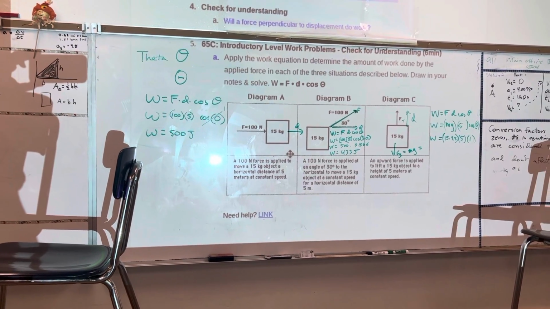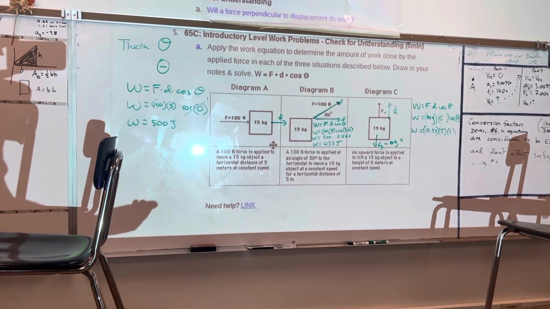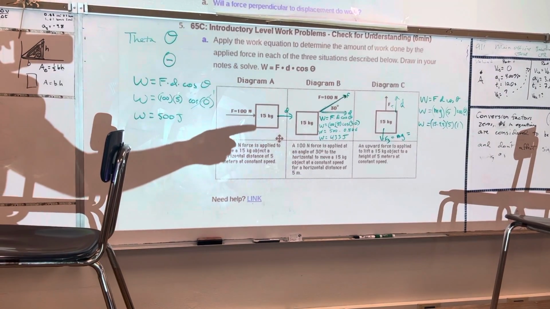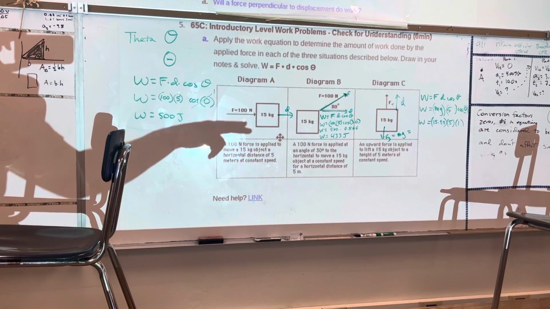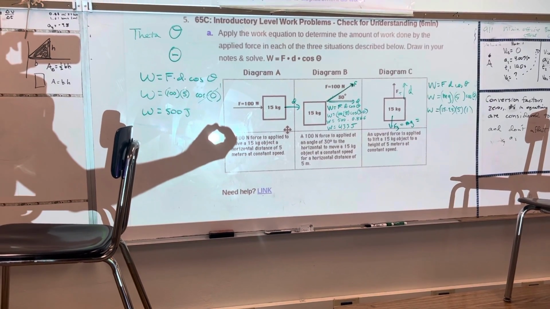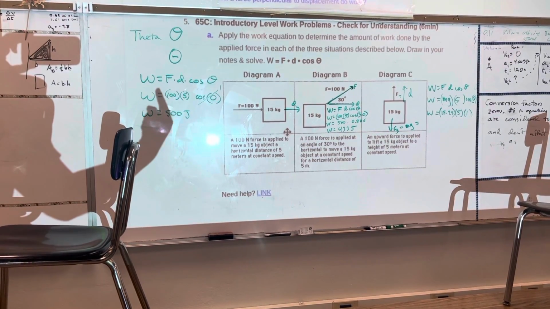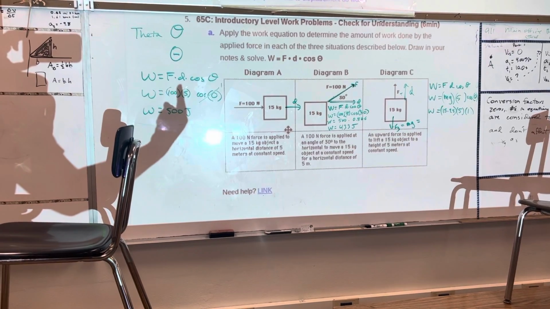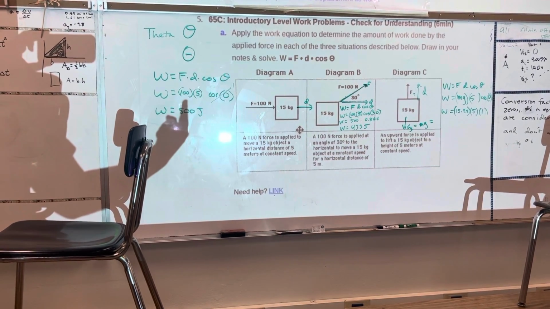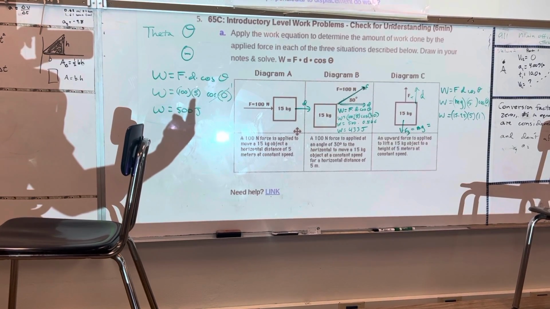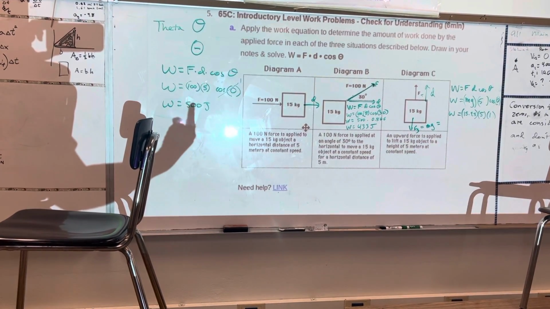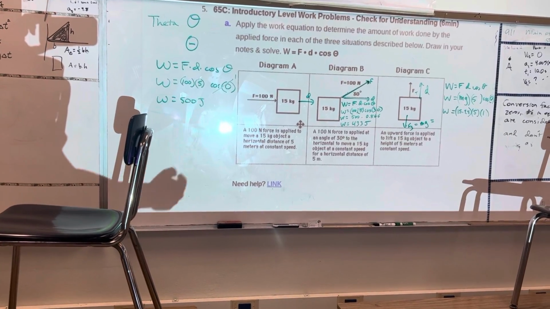Alrighty, if you missed it today, these are the introductory work problems we did. For our first one, we've got force and displacement, both in the same direction, which means the angle between the two of those is 0. And so when we plug in to our equation, work equals force times displacement times the cosine of theta. We've got 100 Newton force times 5 meters displacement times the cosine of 0. Cosine of 0 is 1, so that's 5 times 100, or 500 joules.